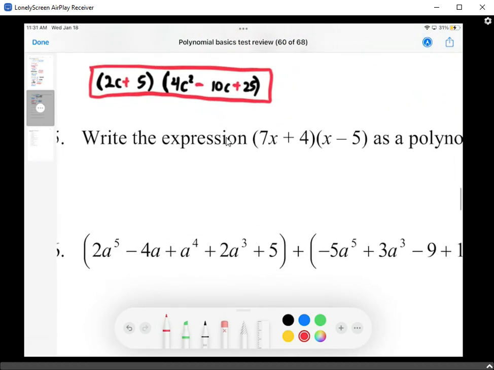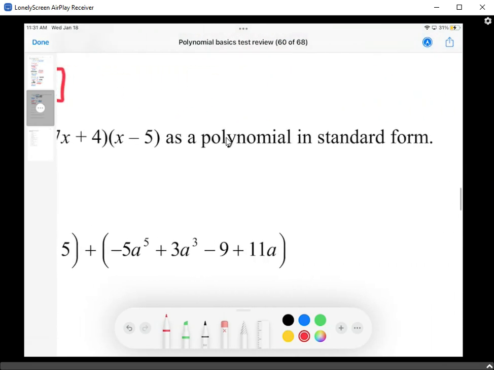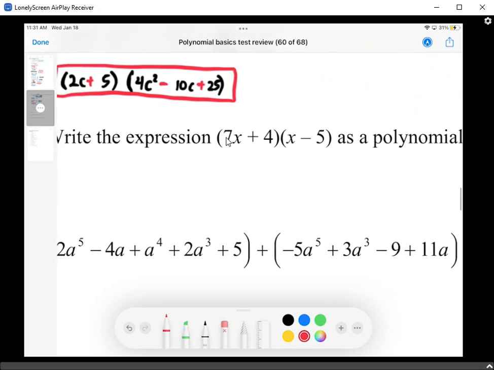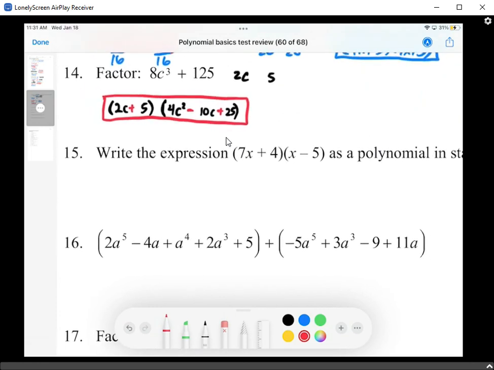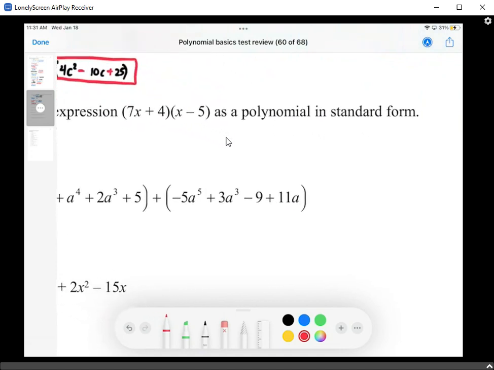Problem number 15. Write the expression as a polynomial in standard form. Okay, this is another multiplication problem, kind of like we had way back at number 1. Y'all remember number 1? It's so long ago, wasn't it? We're going to multiply that out and then put it into standard form.